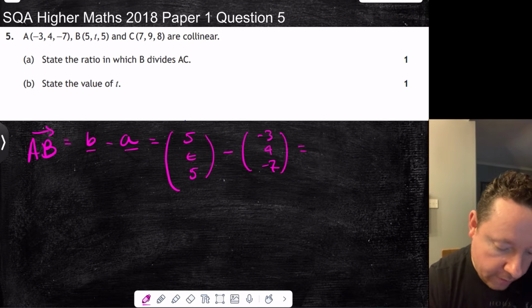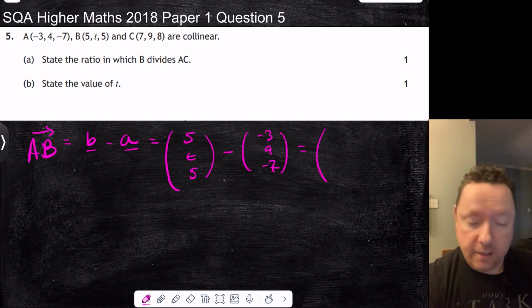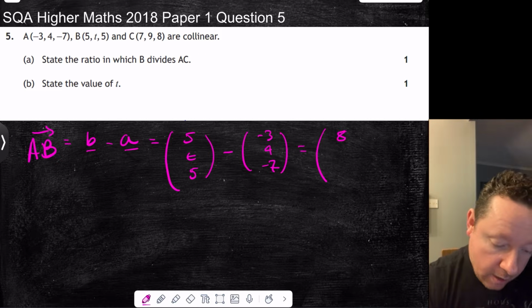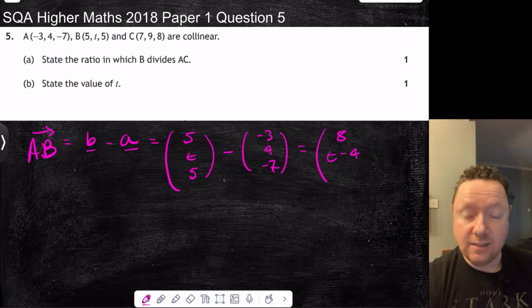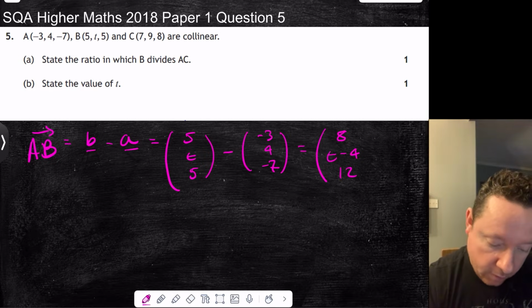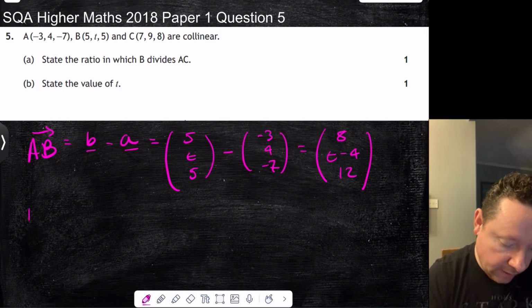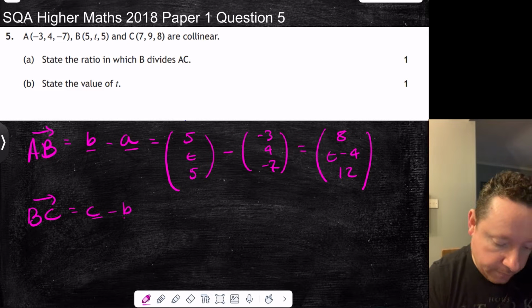So now taking away them, 5 minus 3 is 8, t minus 4, and 5 minus 7 is 12. So we get our A to B. Now let's do the same for B to C. So that's C minus B.